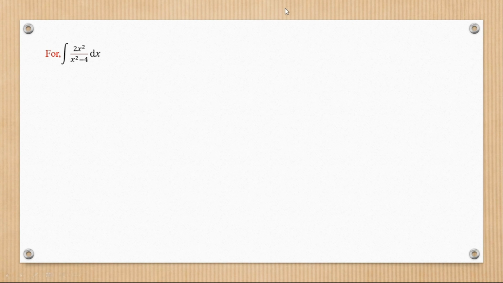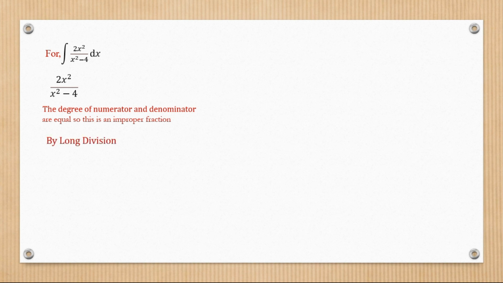Alright, so let's look at this integral here. As you can see, the denominator is actually a difference of two squares, but before we even do that, we can already see that the power of the numerator and the power of the denominator are equal. So this is an improper fraction that we're dealing with. The degrees of the numerator and denominator are equal, so by long division, we're going to have to simplify that.